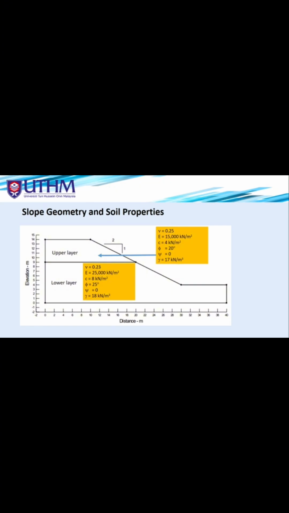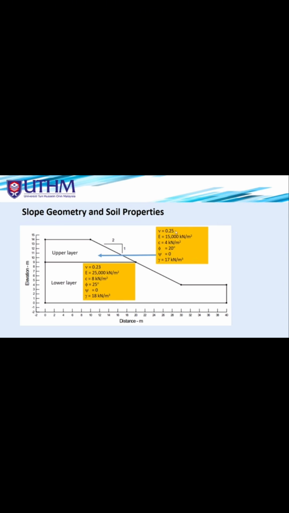The slope model. In this slope model, we have two layers of soil: the upper layer soil and the lower layer soil, and the height of the soil is 15 meters. And actually, these are the required parameters if we choose the Mohr-Coulomb model. These are the important parameters.